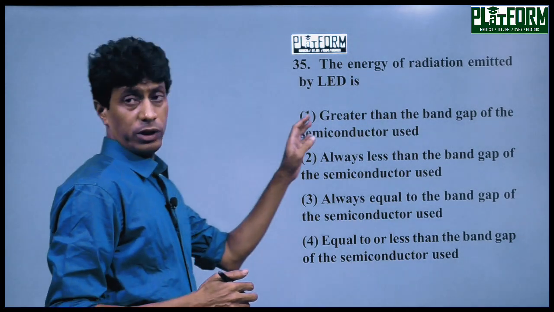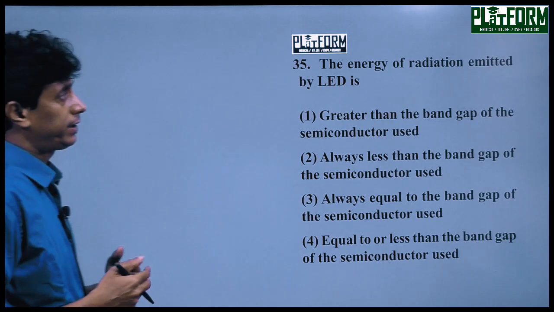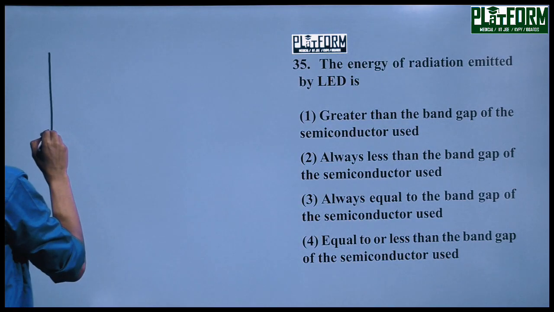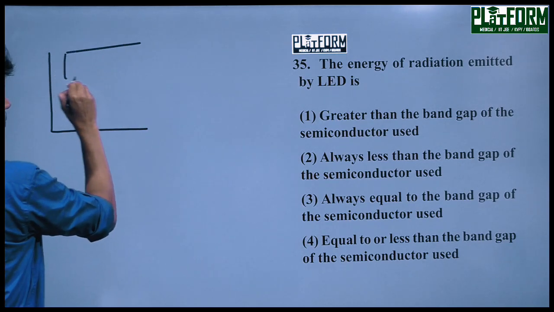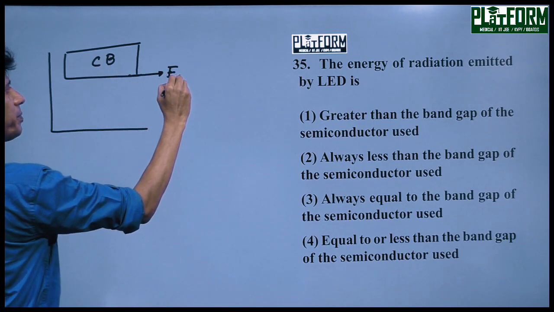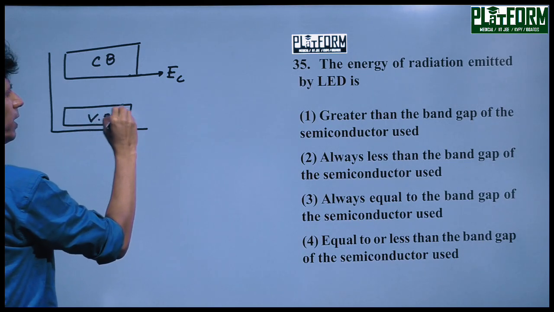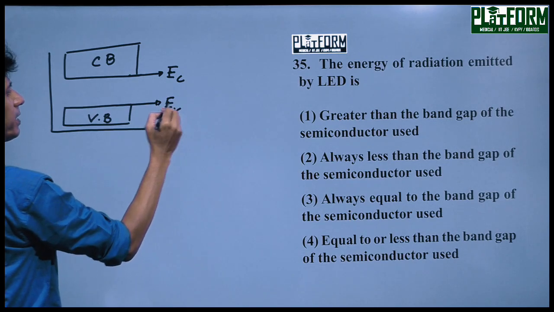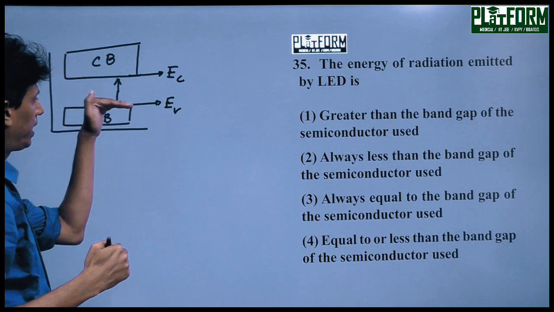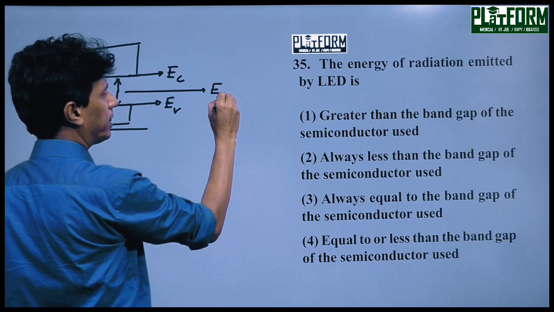So before going through the options given here, let us discuss how the LED emits energy or radiation. As per the band theory, this is CB, and the lowest energy of the conduction band is Ec, and this is VB, the valence band. The highest energy of the valence band is Ev, and the band gap, or energy difference between the highest energy level of the valence band and the lowest energy level of the conduction band, is known as Eg, that is, band gap energy.